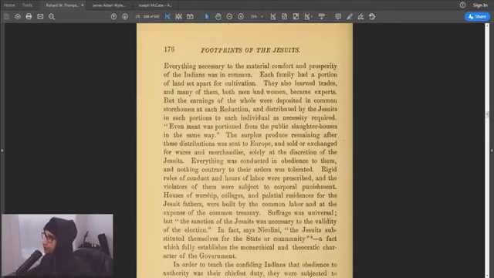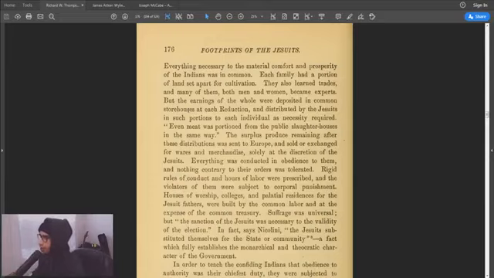Everything necessary to the material comfort and prosperity of the Indians was in common. You get everything just like everyone else. You get paid the same, you get dressed the same, you get the same portions, you get the same everything. You have no identity, no individuality, no personality. Everyone is the same. Everyone is a clone.